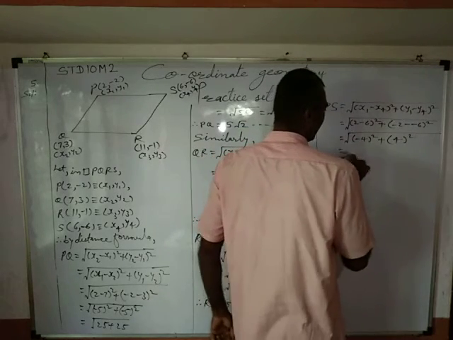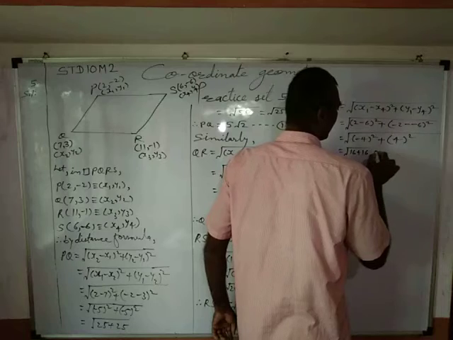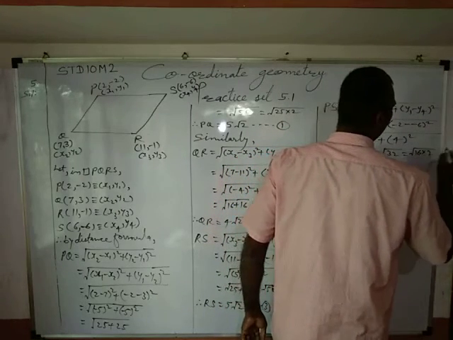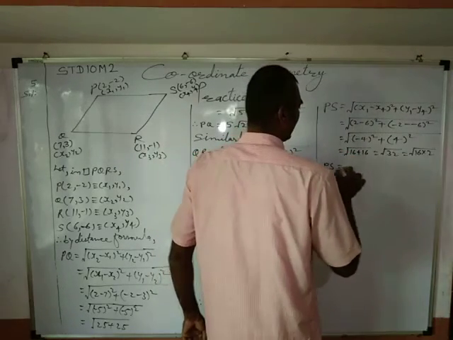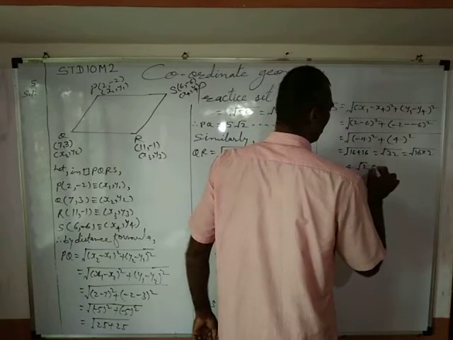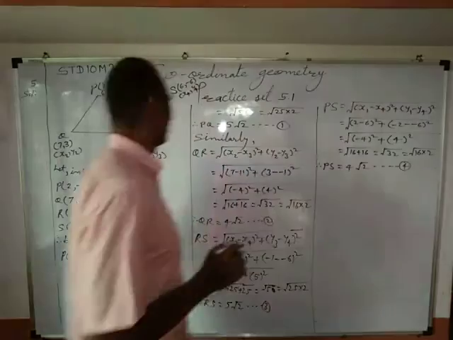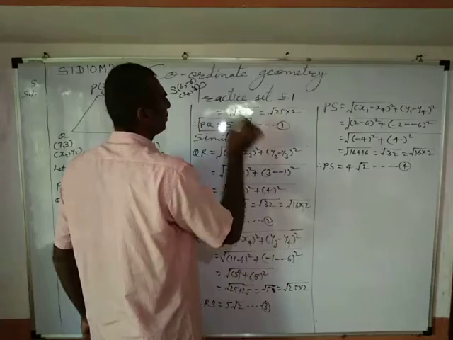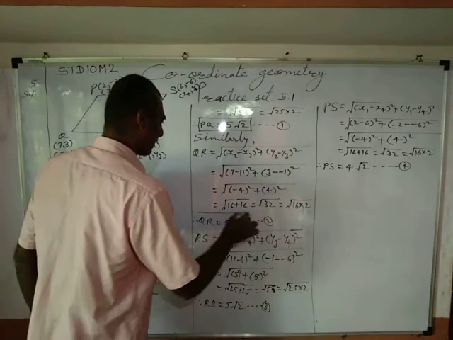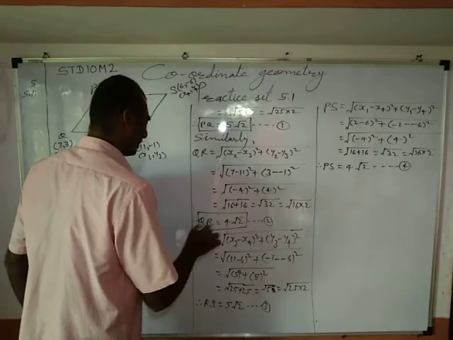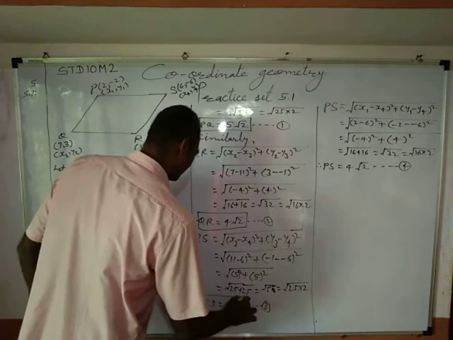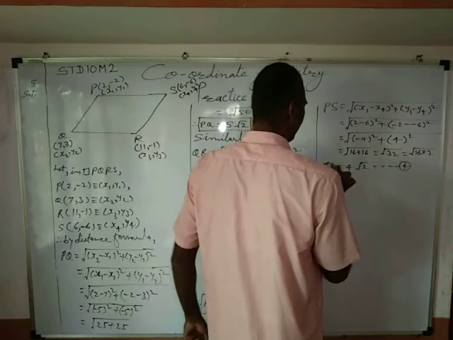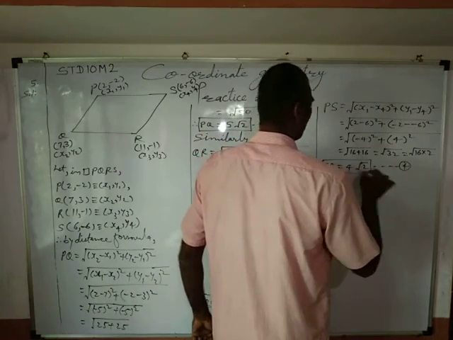Its square will be there, equals under root 16 plus 16 equals root of 32 equals root of 16 into 2. And therefore, PS equals 4 root 2, equation 4. Okay. Equation 1 tells us PQ equals 5 root 2. Equation 2 tells us QR equals 4 root 2. Equation 3 tells us RS equals 5 root 2. And equation 4 tells us PS equals 4 root 2.